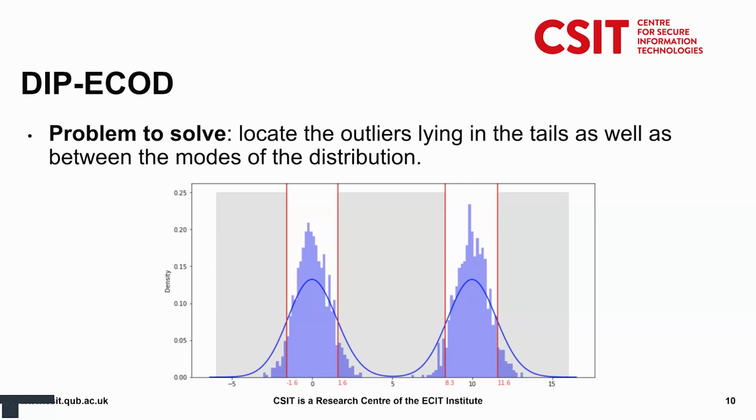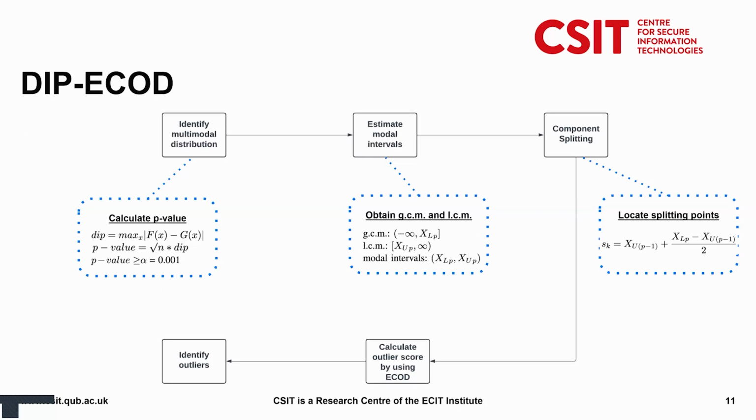So just to recall, the problem our model tried to solve here is to not only locate the outliers at the tail of the distribution, but also the outliers lying between the modes. So let me go through the architecture of our proposed method called deep ECOD.